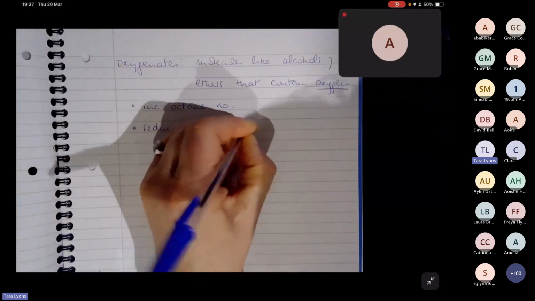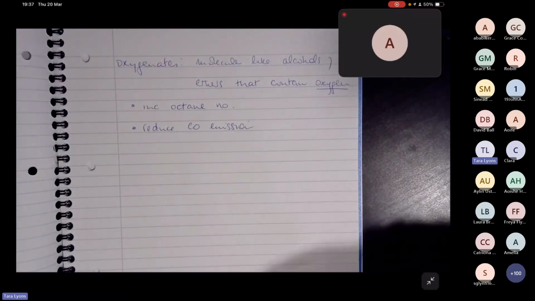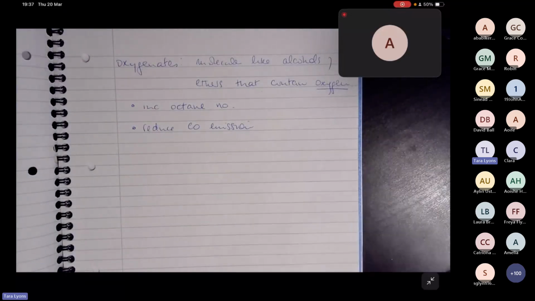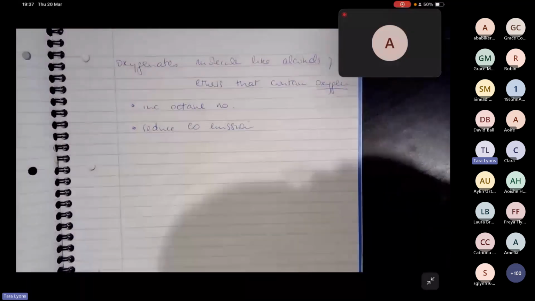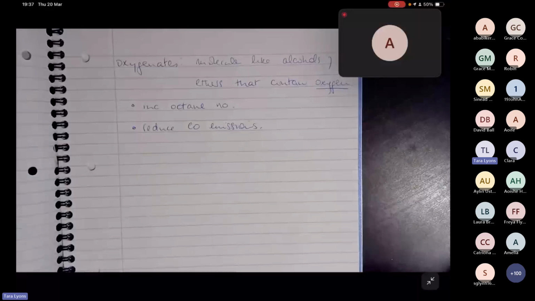Now, CO, folks, is carbon monoxide, and carbon monoxide is a toxic poisonous gas that's found, for example, in cigarette smoke. So they reduce carbon monoxide emissions. So obviously that's much, much better for the environment. Petrol that has oxygenates added usually is going to cost a couple of cents extra per litre because it's going to be better for your engine, it's going to be better for the environment, and as a result, they're going to lob that charge onto the consumer.